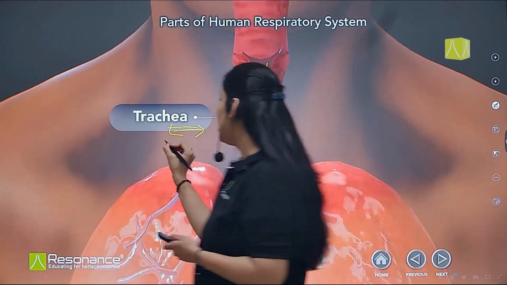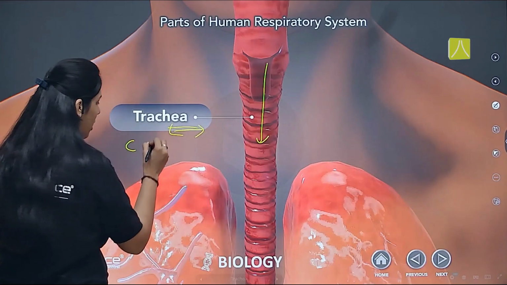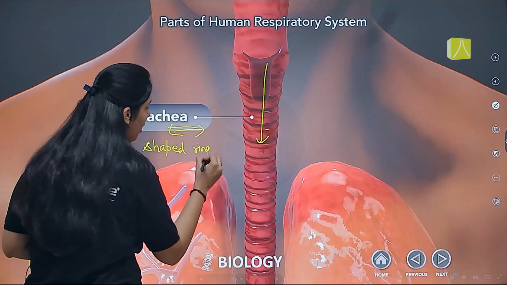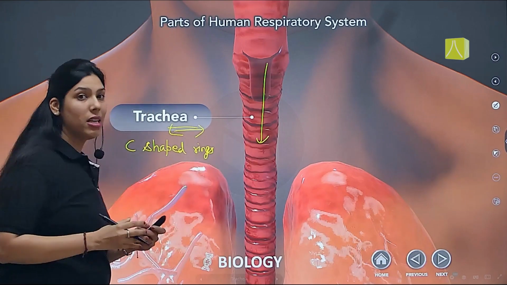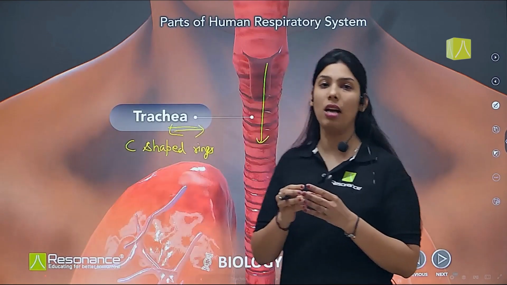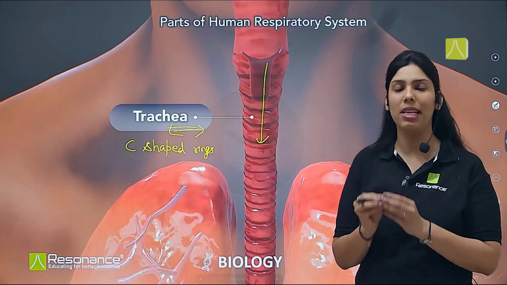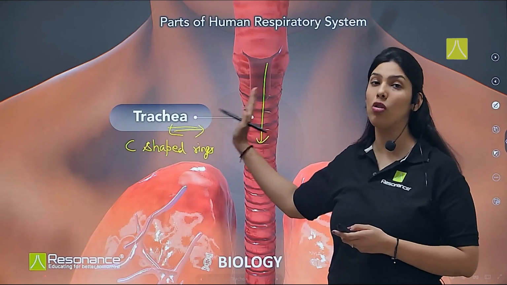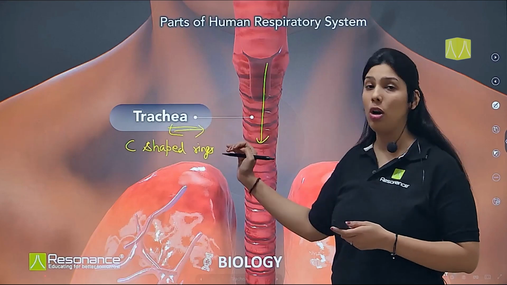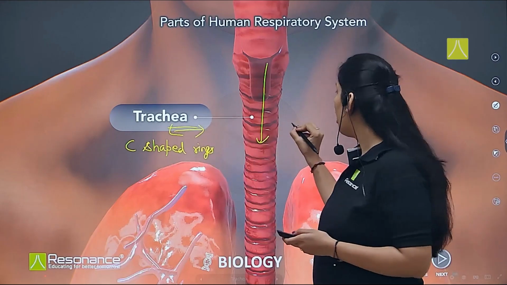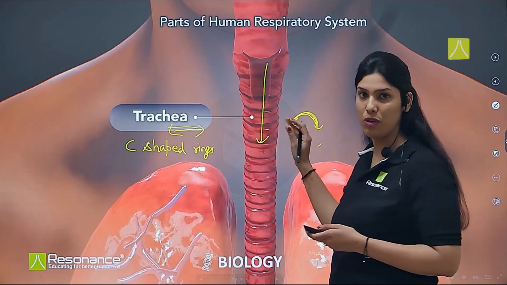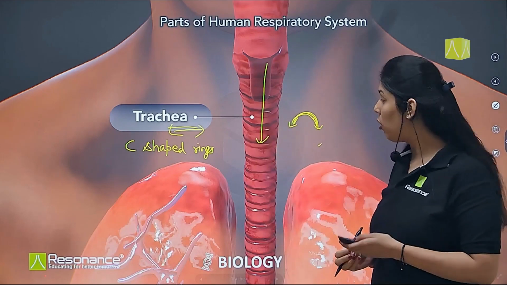Trachea is having C-shaped cartilaginous rings, C-shaped cartilaginous rings, which are incomplete. Why are they incomplete? So that it protects the trachea from collapsing if the air is less. So if air is less in this passage, then also the rings will prevent it from collapsing. That's why it has these C-shaped, incomplete rings, which help prevent collapse.